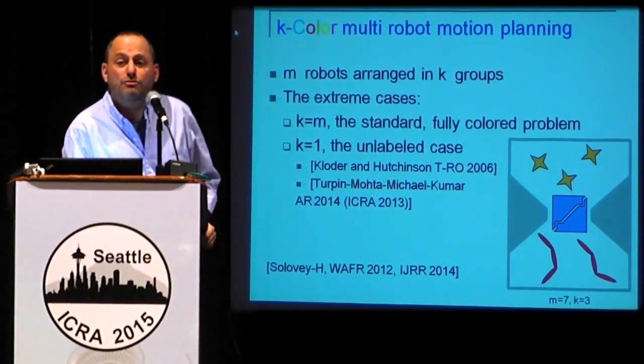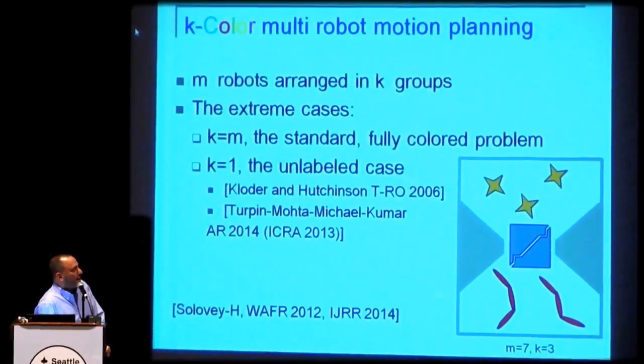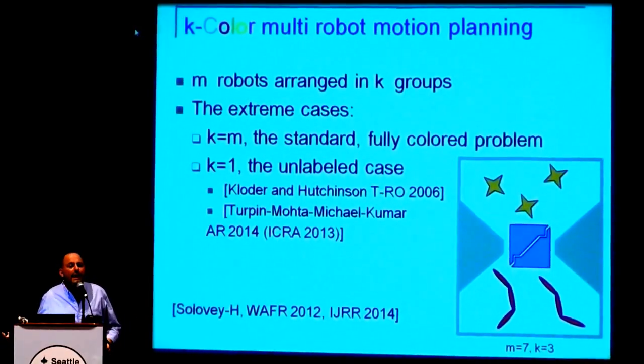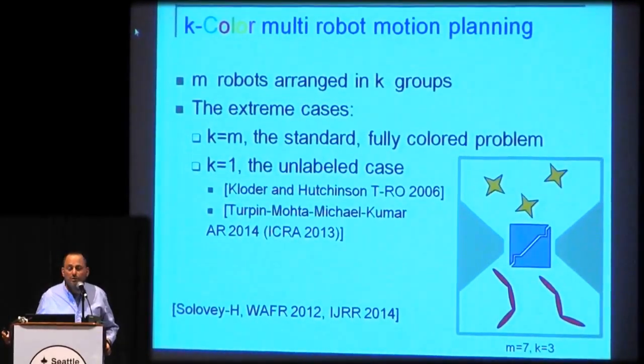And there are 2 extreme cases of this problem. One where K equals M, and this is the standard motion planning problem. I call it the fully colored. And the other extreme is when you have only one color. All the robots are indistinguishable. They have the same geometry, and I don't care which gets where, to which target position. So we are not the first to study this problem, and in fact, the Halperin et al. result, I'll talk a little more later.